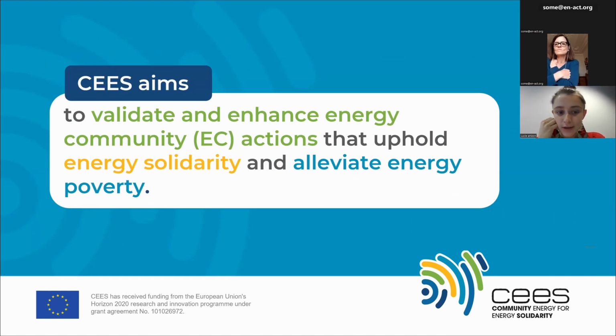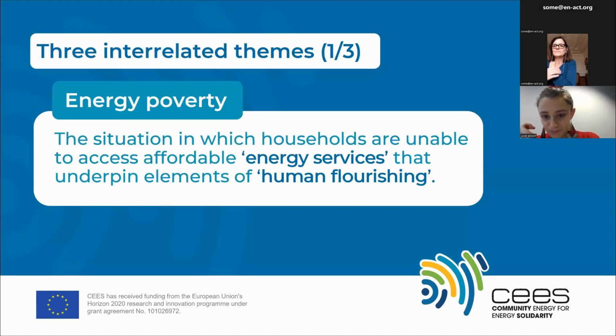So in one sentence, what is the CEES project? The CEES project aims to validate and enlighten energy community actions that uphold energy solidarity and alleviate energy poverty. So there are 3 key notions here. So energy poverty, and next slide, please. What is energy poverty? Energy poverty is the situation in which households are unable to access affordable energy services that underpin elements of human flourishing. So I think Rosie will go through this notion afterwards, so I won't get too long on that.